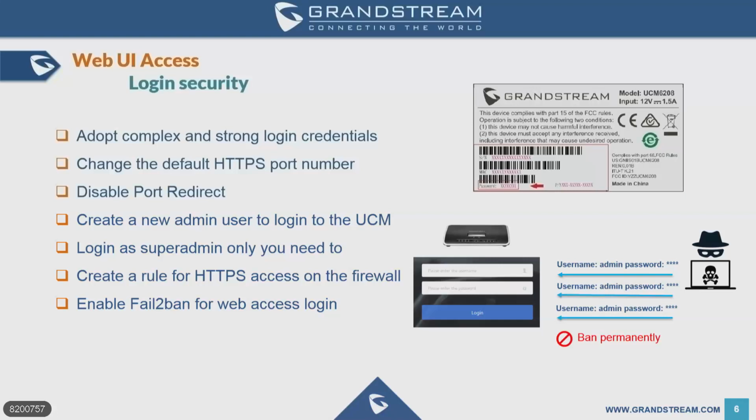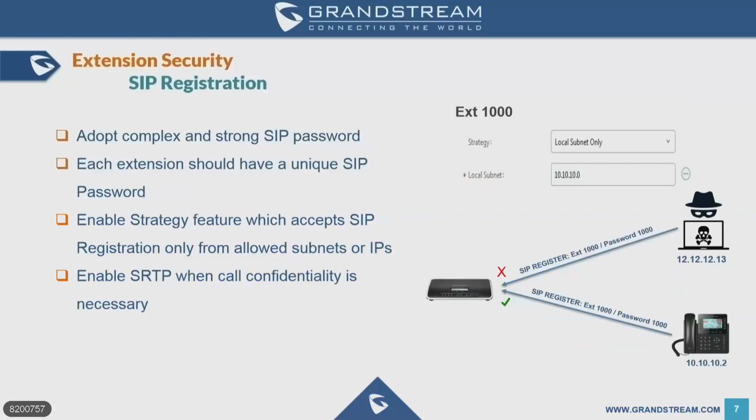And then if you need to access the web access of the UCM from the outside network, make sure you configure a rule on the firewall, so that especially if you have a static IP, you can configure the firewall to allow only your static IP address to log in to the UCM remotely. There's also the fail to ban for login, and I'm going to show you this when we go through the web UI of the UCM.